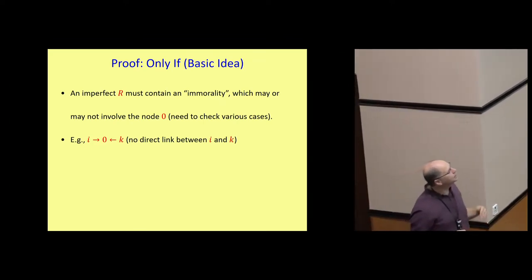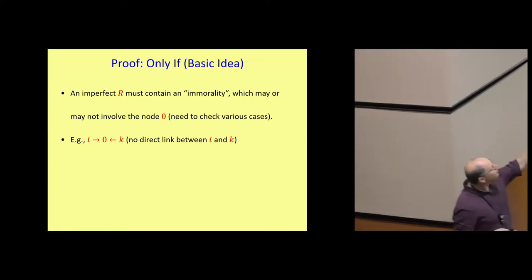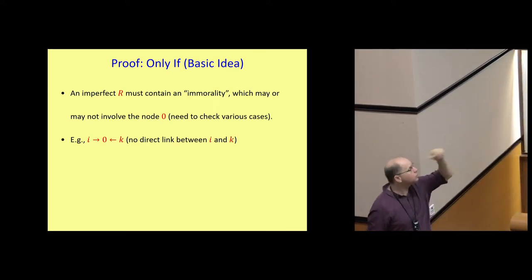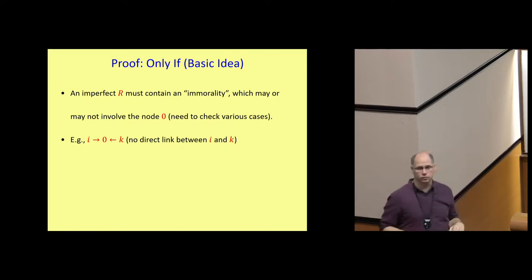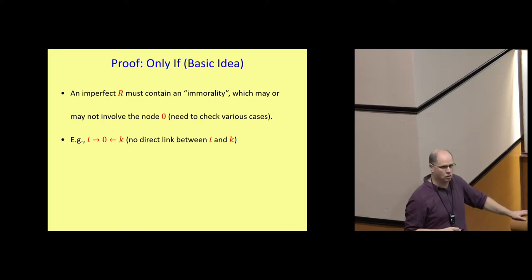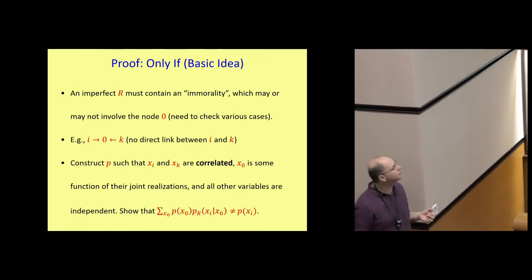The imperfect DAG must contain an immorality. Now, the thing about the proof that makes it not so trivial is that you don't know where x0 is. x0 doesn't have to belong to that immorality. x0 is the variable that you observe. But for example, suppose that you observe x0. It could be, for example, the review content. So I observe the review content, and suppose that my subjective DAG has these two perceived causes of the review content, but I don't think of them as being related. So there is a correlation neglect. So I neglect the correlation between the causes of x0, the thing that I observe.